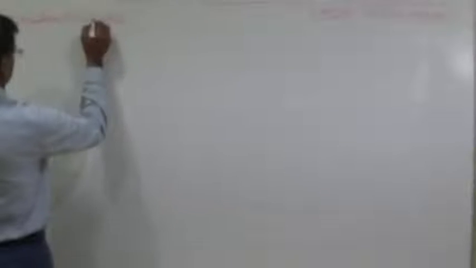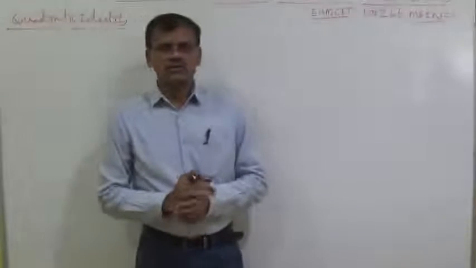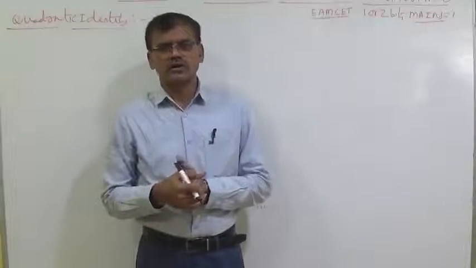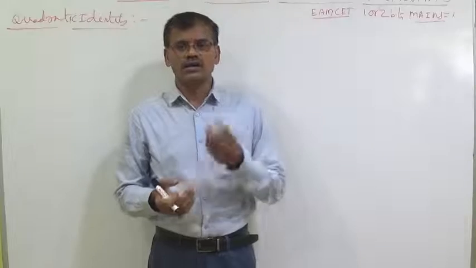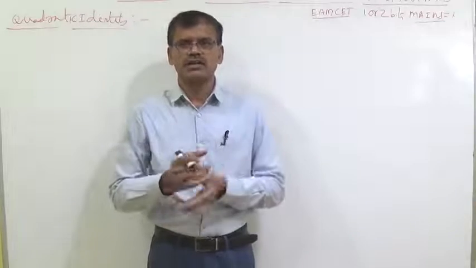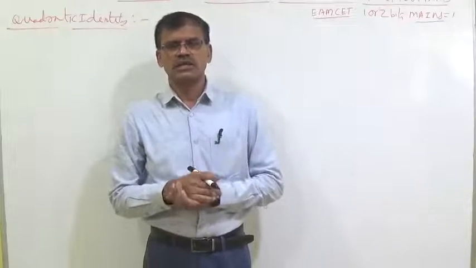Quadratic identity. Until 10th class you have learnt about identity. Among the identities there are two types. One is additive identity and the second one is multiplicative identity.